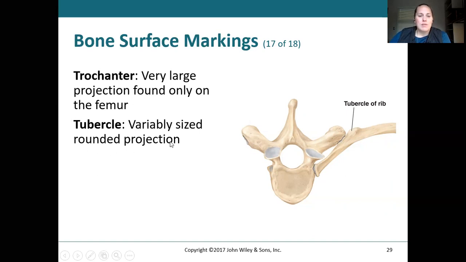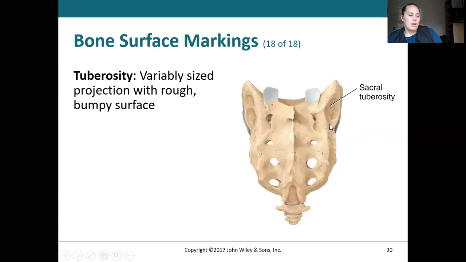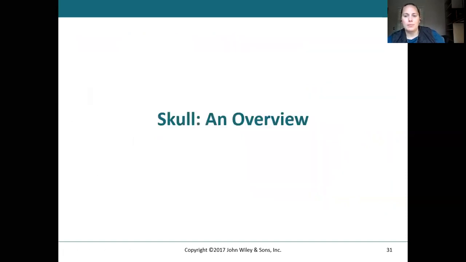And a tubercle is a variable size rounded projection. So here's an example of the tubercle of a rib that's articulating with a vertebra. Tuberosity, a variable size projection with a rough, bumpy surface. And again, we're looking at the tailbone here. We can see the sacral tuberosity located on that tailbone.